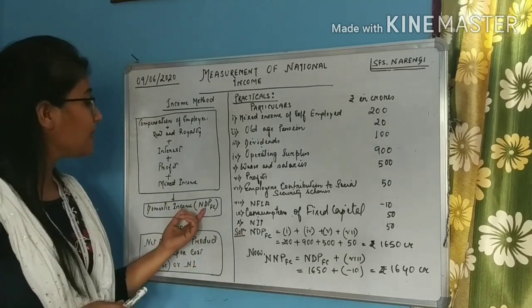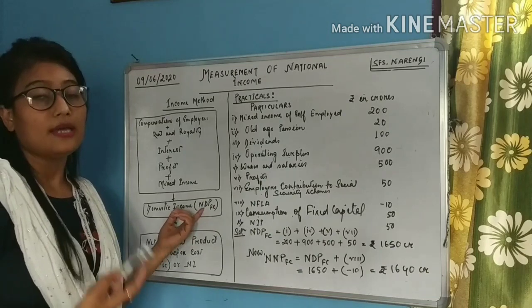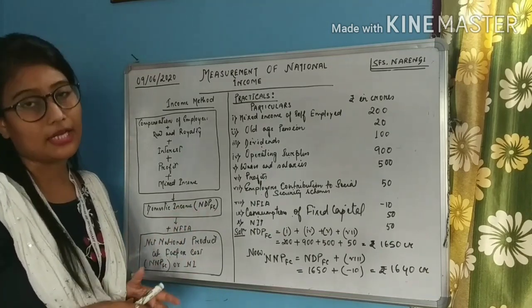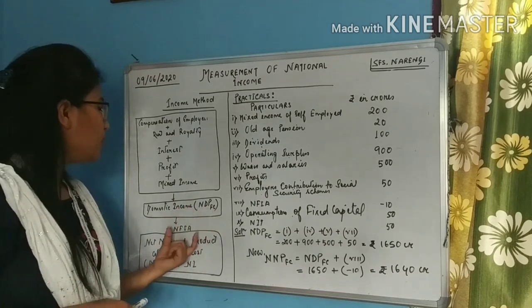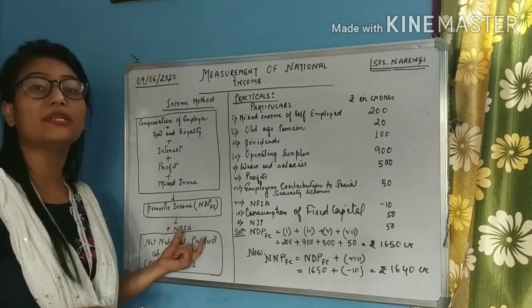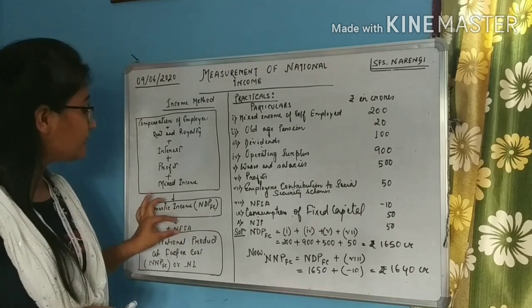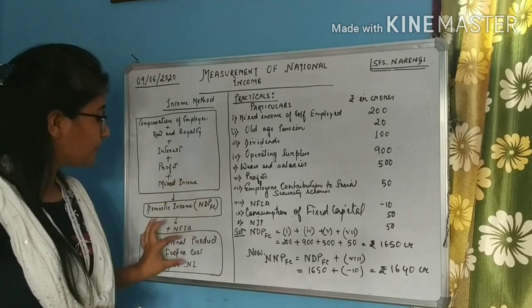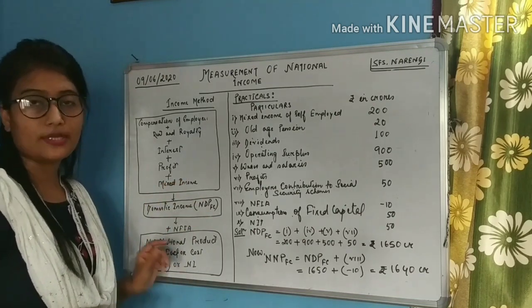So from NDPFC, our next important task is to arrive at NNPFC. So from NDPFC, we will add NFIA, that is net factor income from abroad, and after adding NFIA with NDPFC, it will give us the NNPFC or the national income.